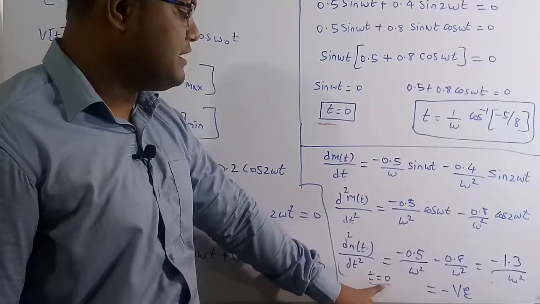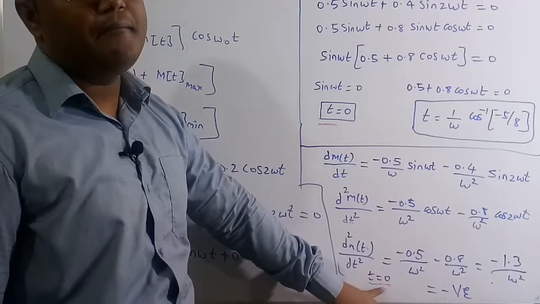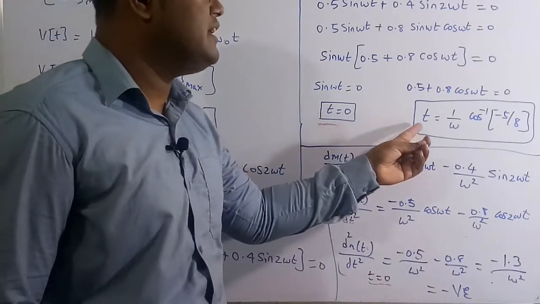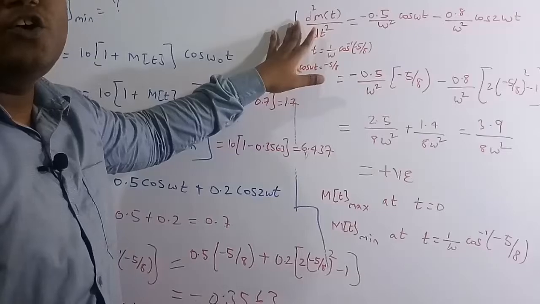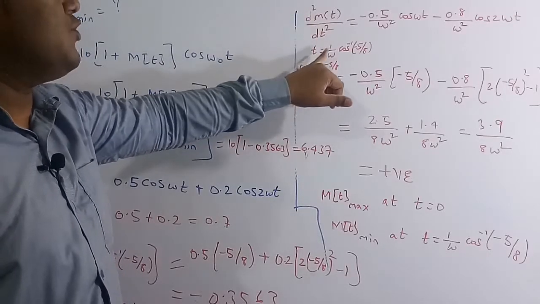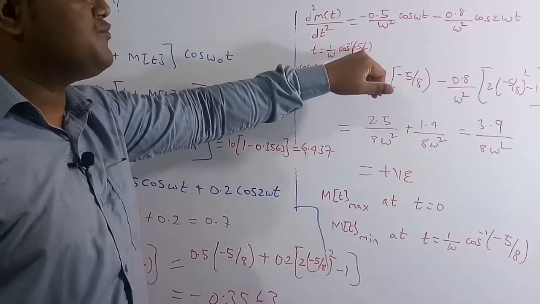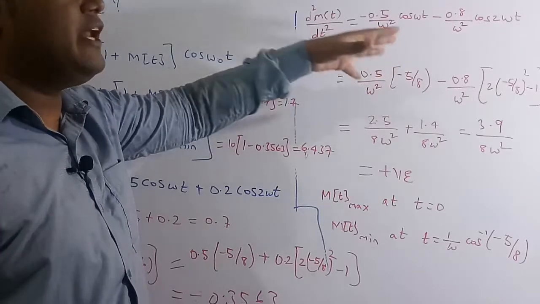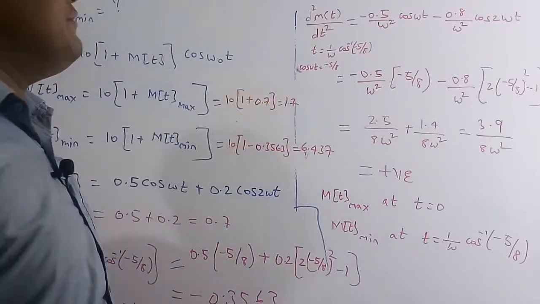value. So therefore at t is equal to 0, we are going to get the maximum value, and then again we need to check this condition also. Now similarly for the second derivative, we need to find at t is equal to 1 by omega cos inverse of minus 5 by 8, whether it is a positive or negative value.